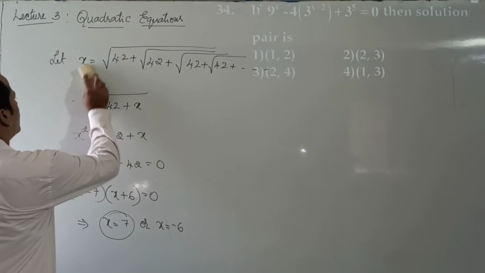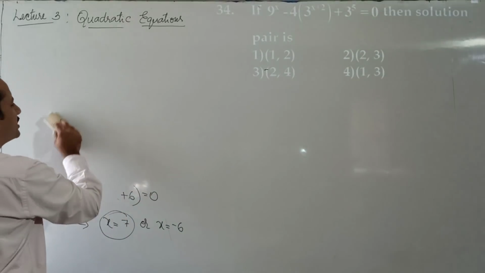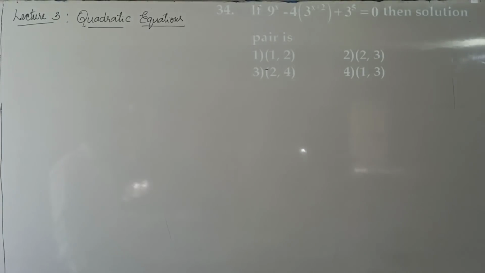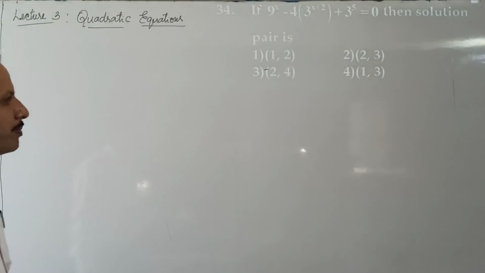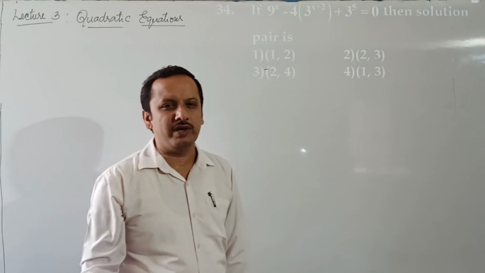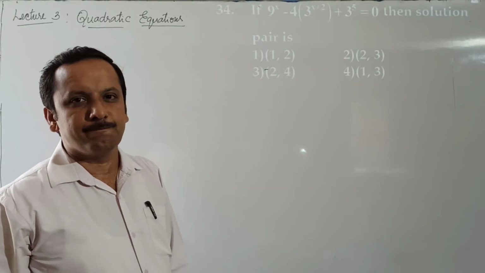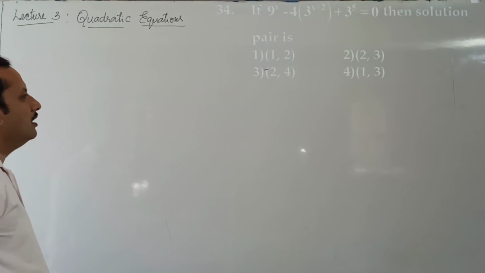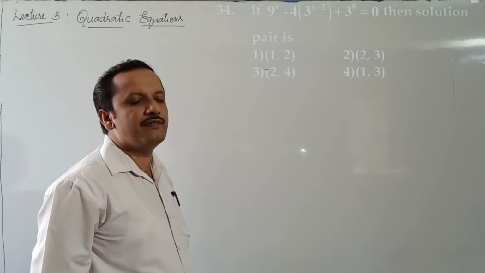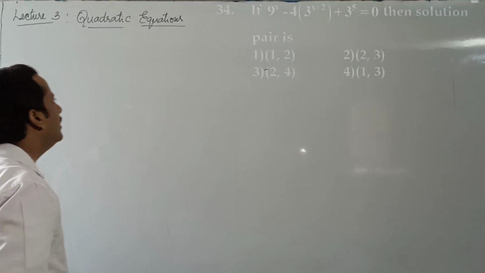Okay, then the 34th question. If 9 power x minus 4 into 3 power x plus 2 plus 3 power 5 is equal to 0, then the solution pair is, solution pair means it's not the ordered pair now. So there are two solutions for this, just like for any quadratic. So what are those two solutions they are asking? Okay. So you can go for trial and error also, putting some value for x and verifying which satisfies or not. That can also be done. I'll go by the actual method.